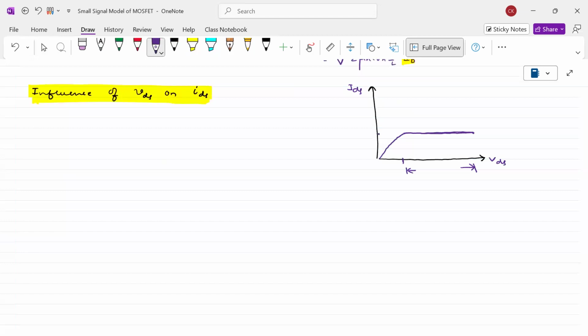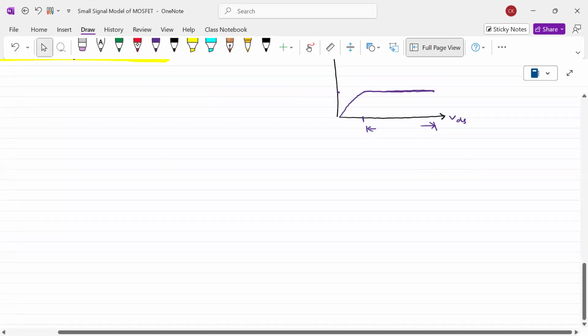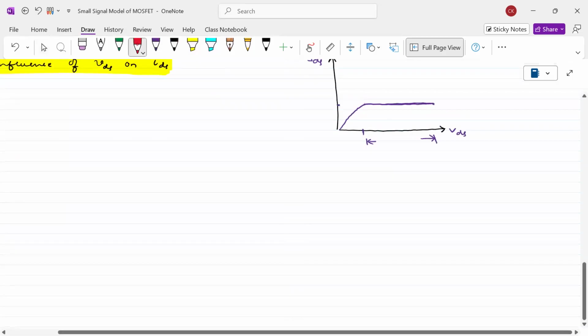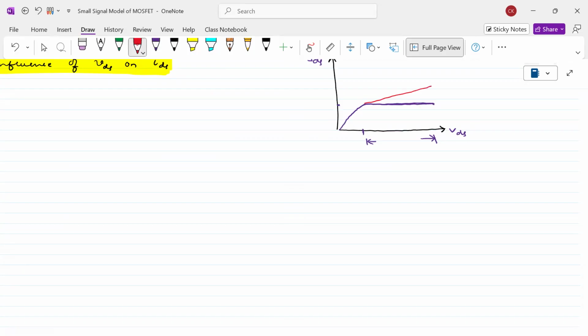Okay, that's also an important one. Friends, this is what we can see under the channel length modulation. Instead of this being constant, it will go in this way. How it is increasing is defined by the resistance of this line, so we have to calculate it. The slope of this line is actually a resistance. This resistance we call the output resistance.